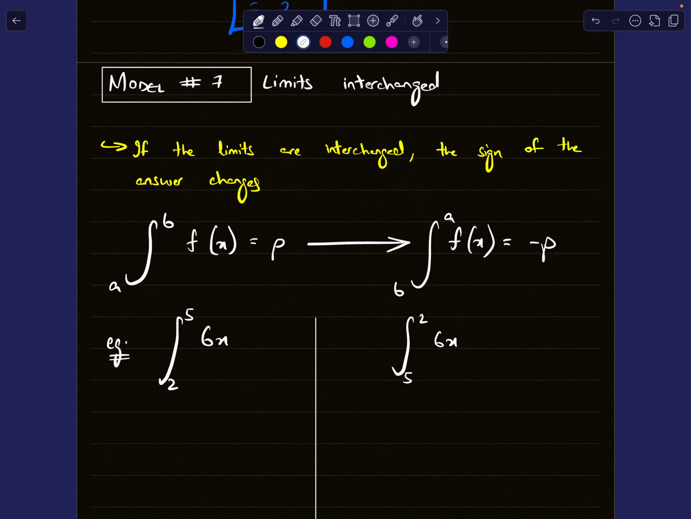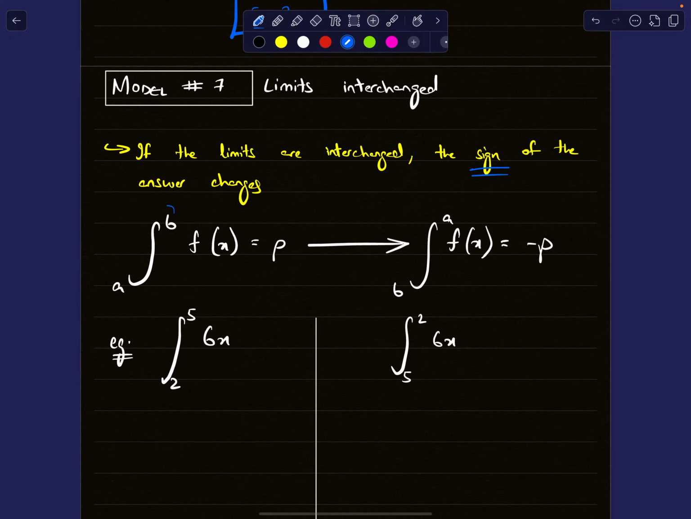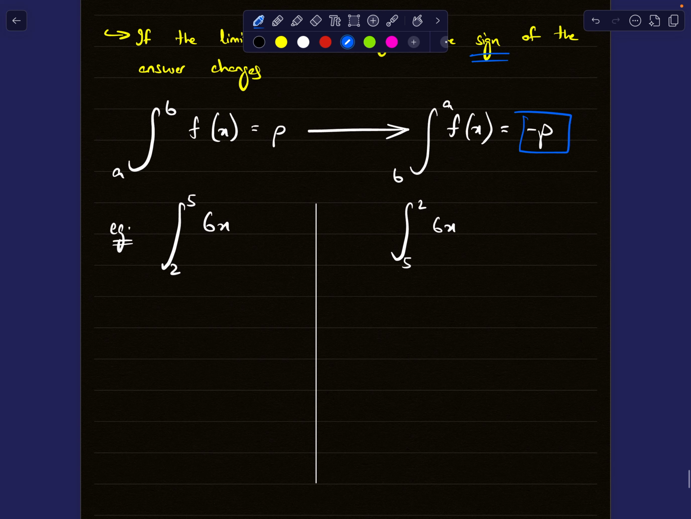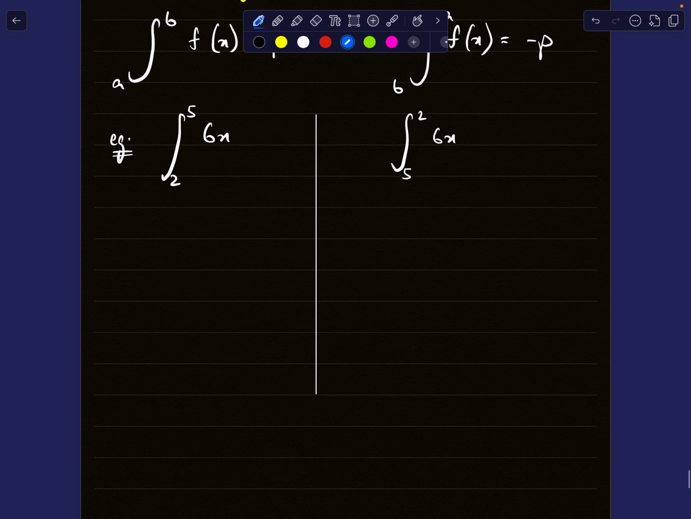The concept is simple: when the limits are interchanged, the sign of the answer changes. If the upper limit is b and the lower limit is a, and the answer when the integral of f of x is solved is p, then if the limits are swapped, the answer would be minus p. Let's take a numeric example because this was a bit generic.